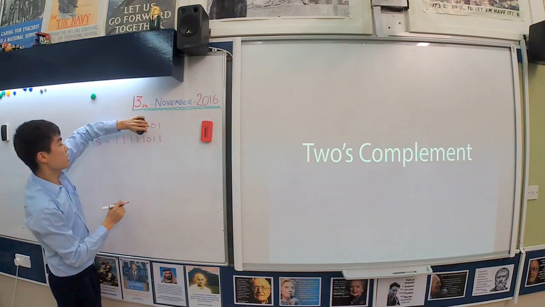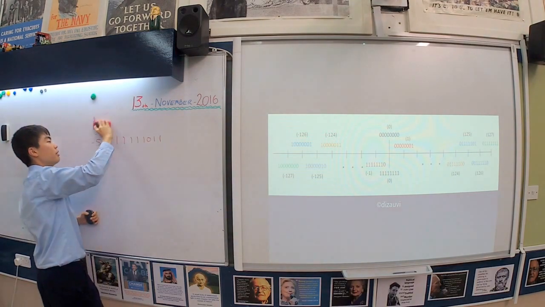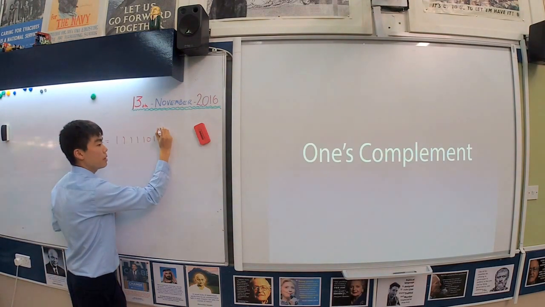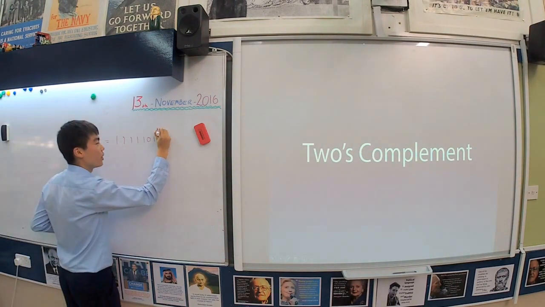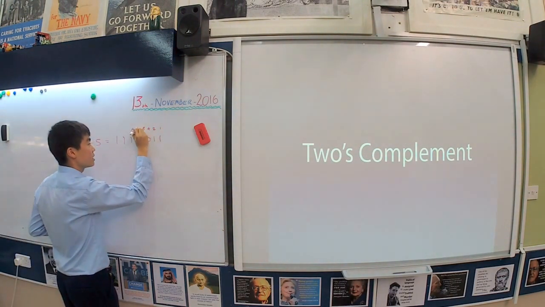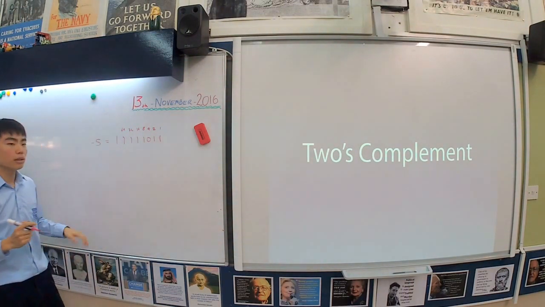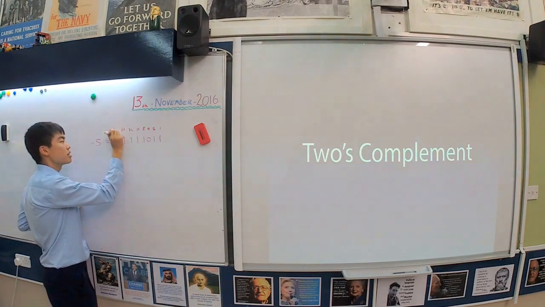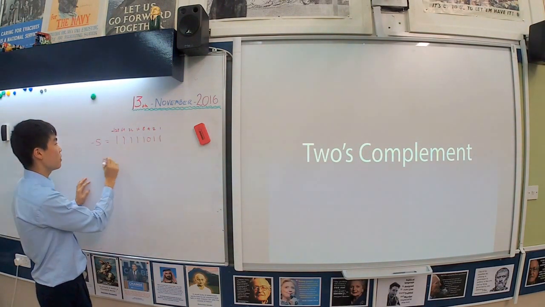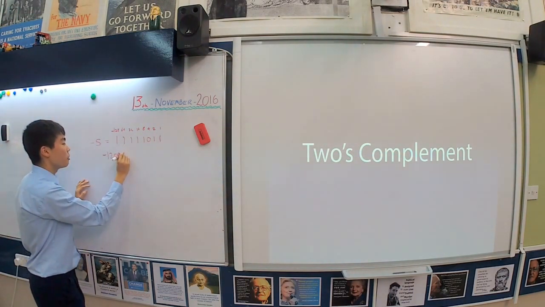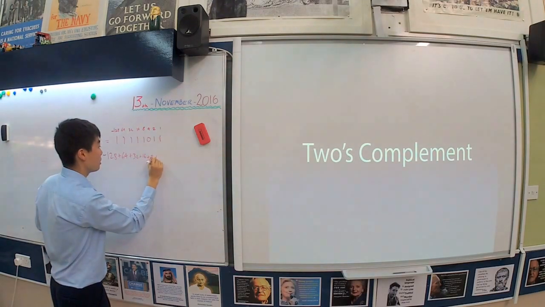If we only had this, we could take away 1, then flip all the digits. But another neat trick is we could just put in all the base values: 1, 2, 4, 8, 16, 32, 64. But for the last one, we simply put in the value minus 128. So to work out this value, we do minus 128 plus 64 plus 32 plus 16 plus 8 plus 2 plus 1.